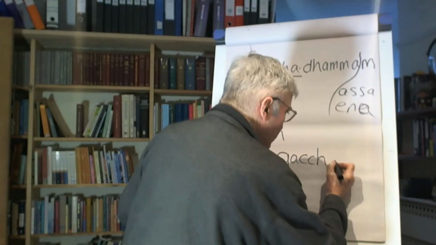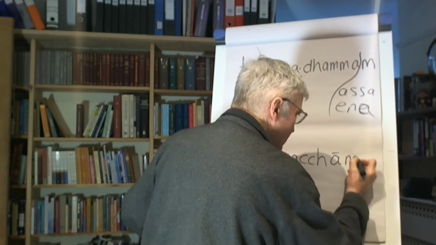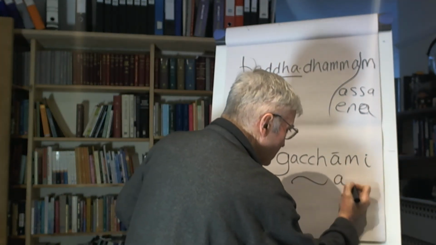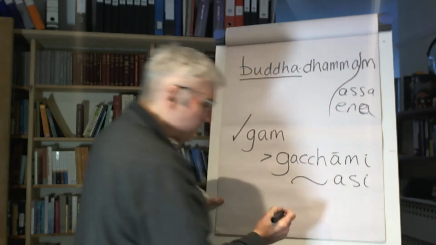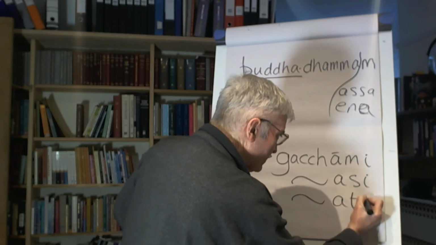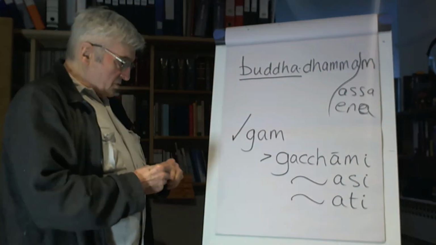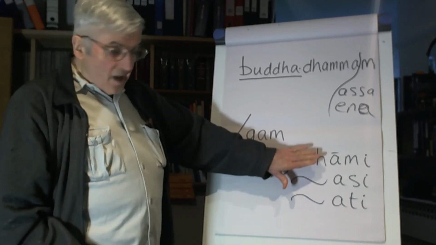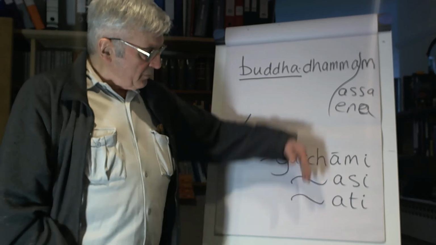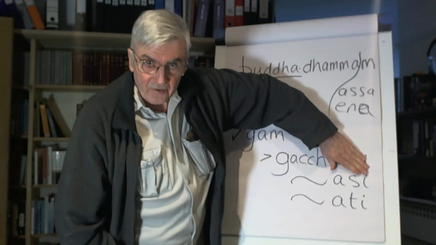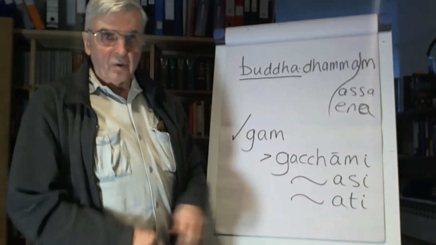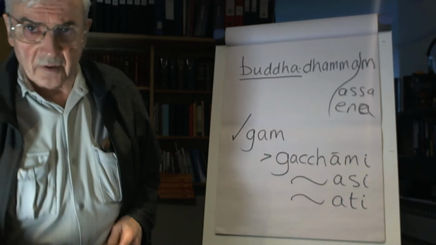I go is gacchami. You go, gacchasi. He, she, or it goes, gacchati. So as you see, you need to know the stem to conjugate the present tense, but the stem of itself is not an independent word. That stem then becomes a word when you add those endings to it.